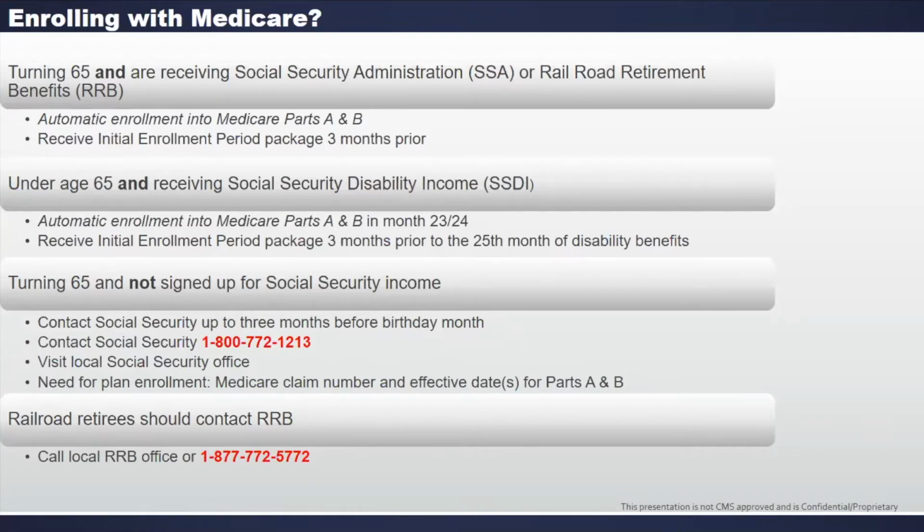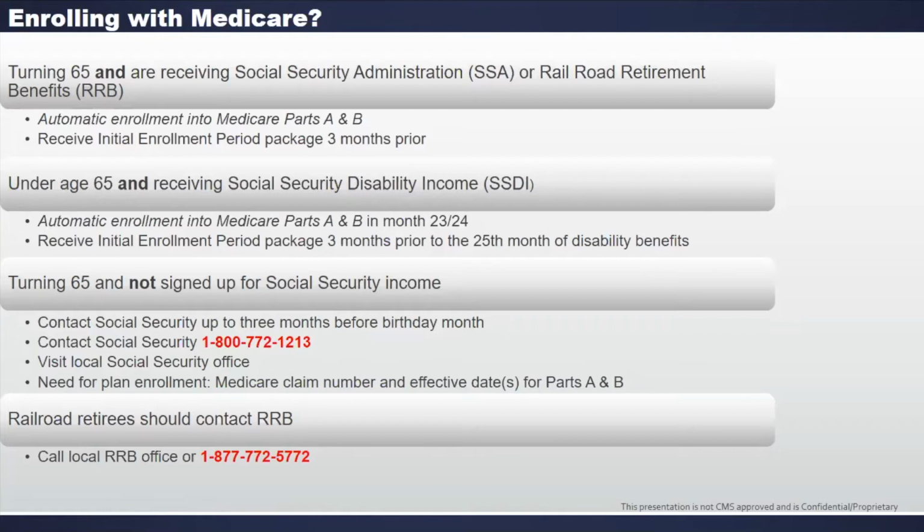Now, if you're on a Social Security disability, you could be well under 65, and after you've been on disability for 2 years, what's going to happen is about 3 months before that 25th month of receiving disability benefits, you're going to find that you're now on Medicare. Okay, so you'll just get that A and B in the mail.